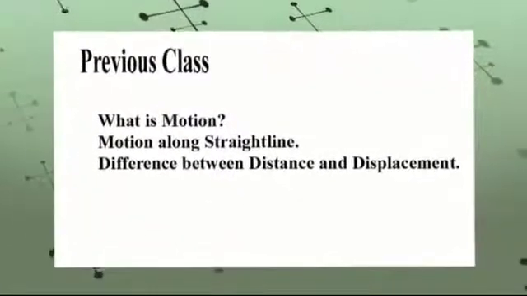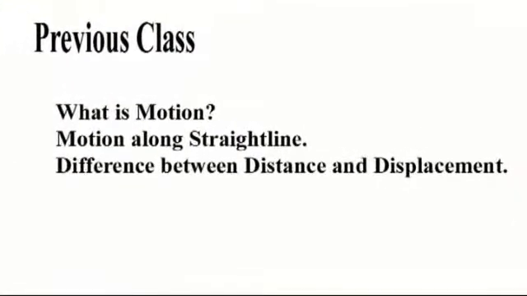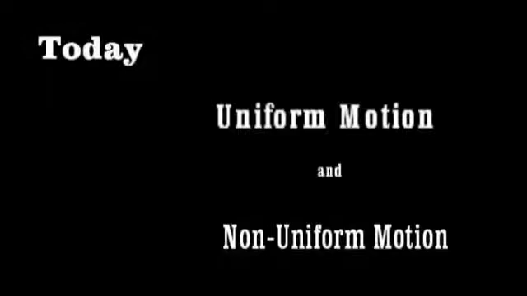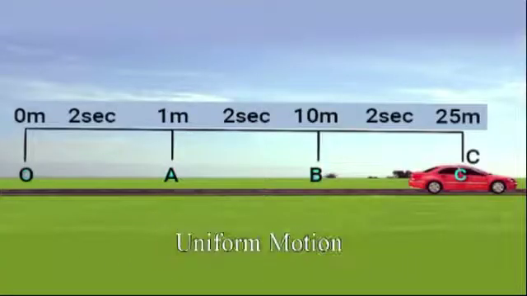Last class we have studied what is motion, motion along a straight line, and the difference between distance and displacement. Today we are going to learn what is uniform motion and what is non-uniform motion. Let us see an example and try to define uniform motion.